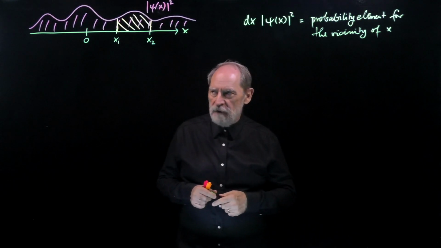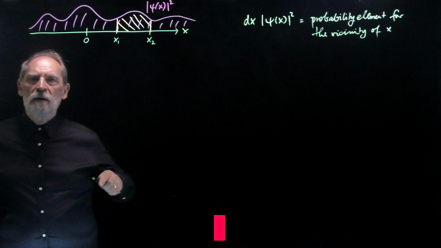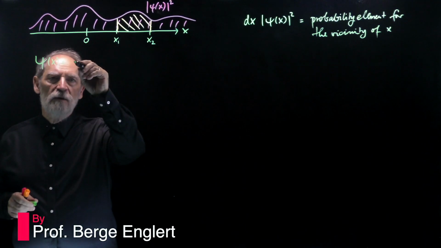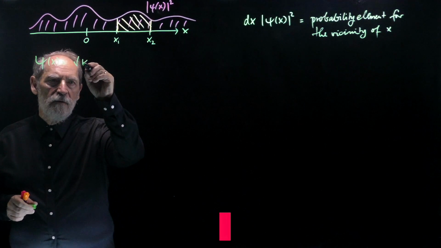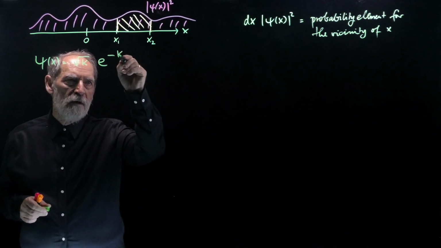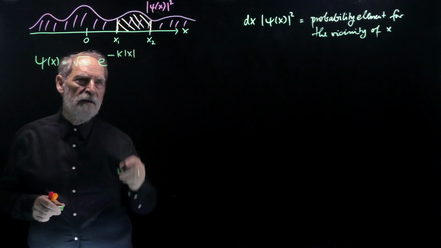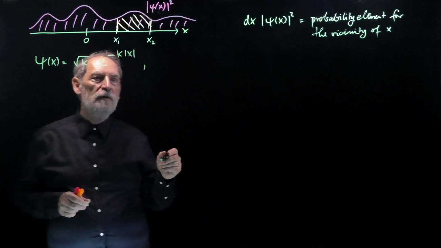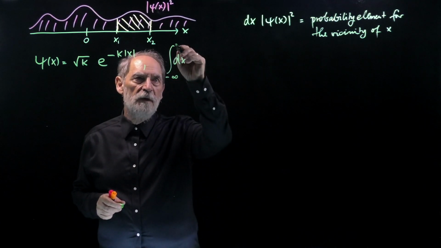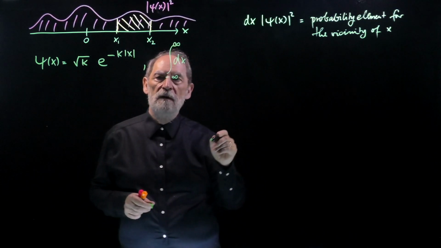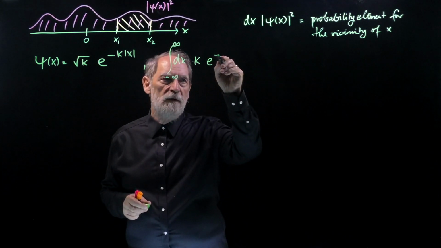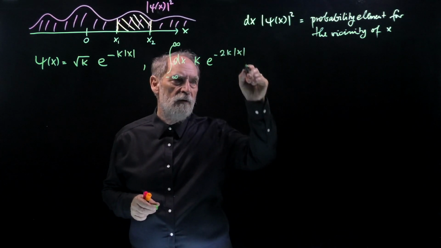Alright, so before we move on, let's look at an example. Let's consider a situation where the wave function has a simple structure, which I will write down: square root of a parameter kappa, which is positive, exponential function of negative kappa times the absolute value of x. So first thing that we want to verify is the normalization. So I integrate over x. This is from negative infinity to infinity as always. And then we have to square this, so we have the kappa, and then we have e to the minus 2 kappa absolute value of x.